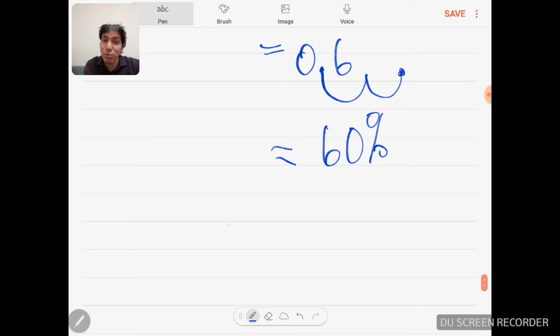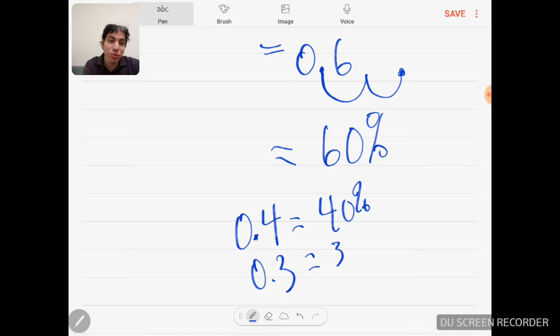So 0.6 is a pretty big number. The same goes for these two. Real quickly, you know 0.4 would be 40% and 0.3 would be 30%.